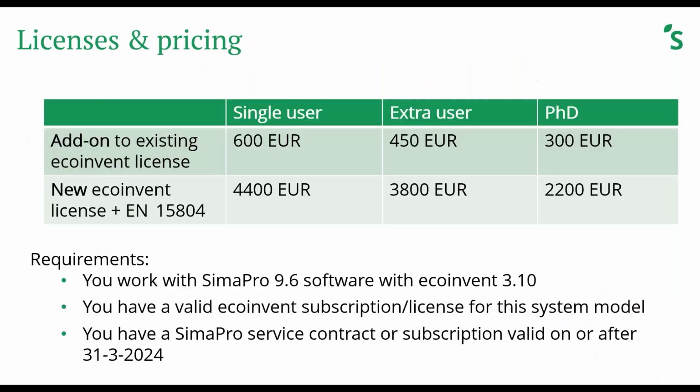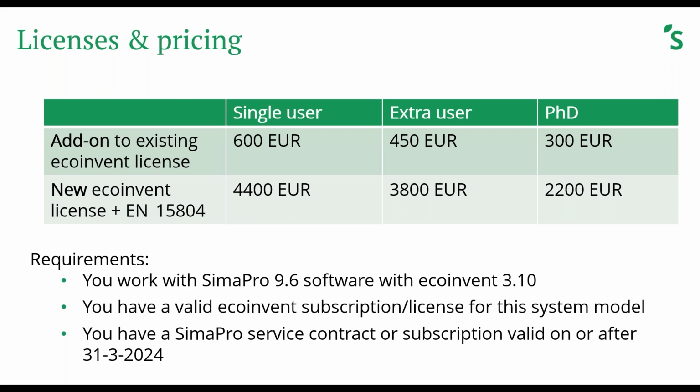As we might have mentioned, this model comes at an additional license fee. If you already have an existing ecoinvent license, it is around 600 euros per user per year for the first user, and any additional user, for example on our SimaPro multi-user, comes at 450 euros per year. And for our educational market, for the PhD students, it's 300 euros. Again, this is if you already have an existing license.